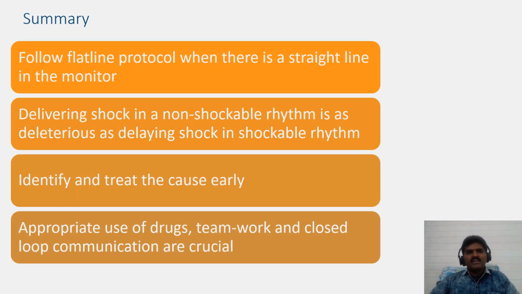To summarize, follow the flatline protocol when there is a straight line on the monitor. Do not rush to initiate CPR thinking that this is asystole. First, you need to check the pulse, then make sure that the leads are connected to the patient and the monitor is working properly, and check the gain function to make sure that there is no fine VF or occult VF, and then you are going to follow. If it is asystole, you are going to follow the right limb of the ACLS protocol. If it is a VF, an occult VF, you are going to follow the left-sided limb of the ACLS protocol.